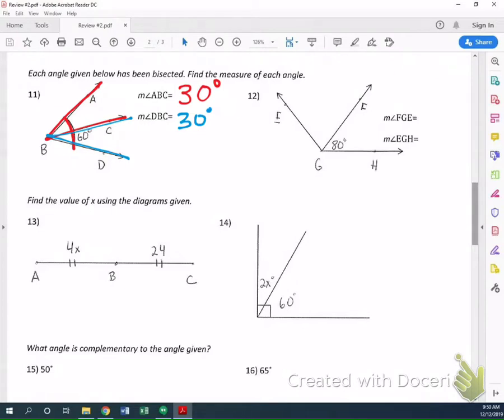Now, on the other one, there's no mark indicating that the whole angle is 80 degrees, so it's just this small angle, FGH. And they're asking me to find FGE. So if the one side's 80, what's the other side?